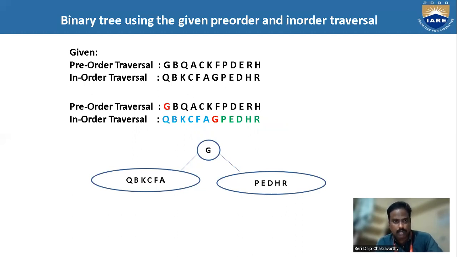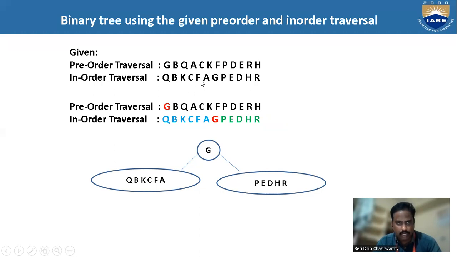Here pre-order and in order are given. These are the nodes of the pre-order, and similarly these are the nodes of the in order traversal. What do we mean by pre-order? Pre-order means the root comes first. So which is the root here? G is my root. So I got the information that G is the root, and I am placing it as the root. Then observe: in order means left, root, right. So where is root G?